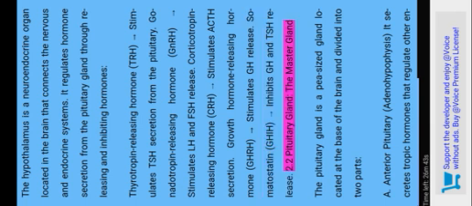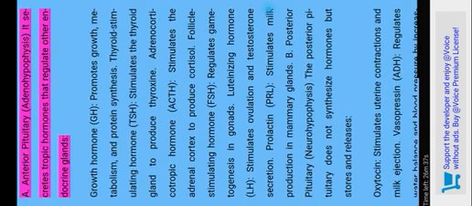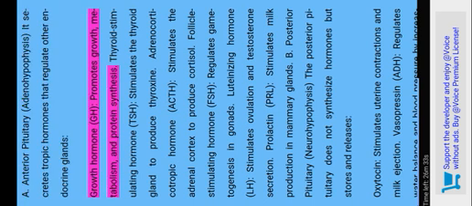2.2 Pituitary gland, the master gland. The pituitary gland is a pea-sized gland located at the base of the brain and divided into two parts. A. Anterior pituitary, adenohypophysis. It secretes tropic hormones that regulate other endocrine glands. Growth hormone, GH, promotes growth, metabolism, and protein synthesis.